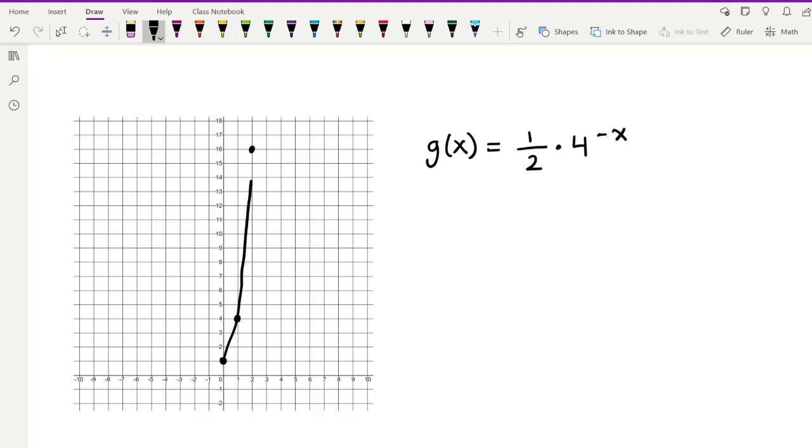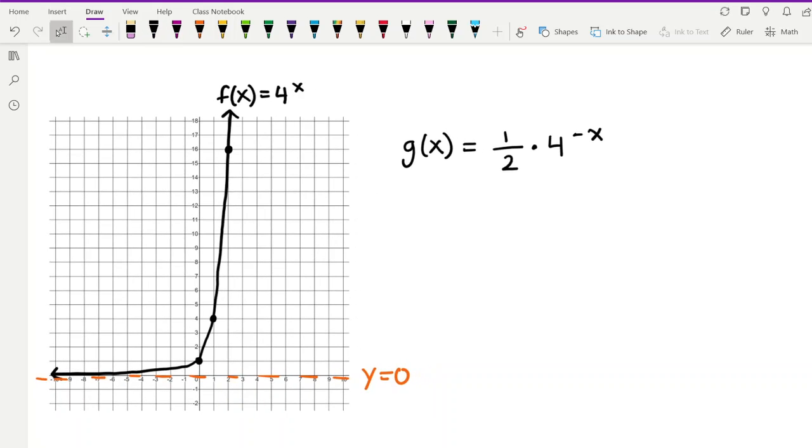One thing we talked about in our last video is the bigger the base of your exponential function, the steeper the graph is going to be. But it's still going to have a horizontal asymptote at the same value. So we're still going to have this horizontal asymptote at y is equal to 0. Okay, so that would be the function f of x is equal to 4 to the x. And so what we're looking at is 1/2 times 4 to the negative x. So we need to figure out what those different transformations are.